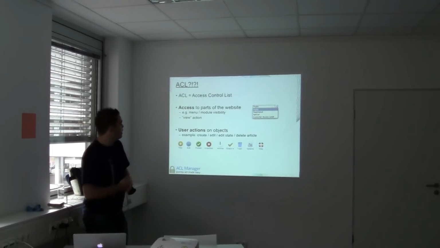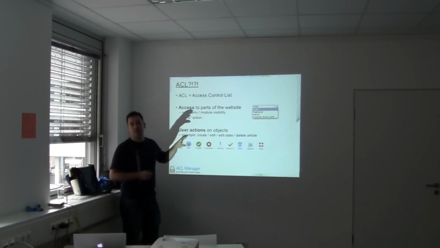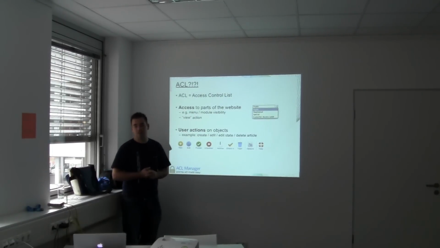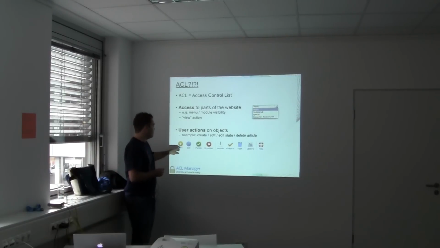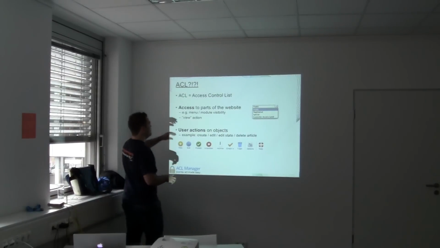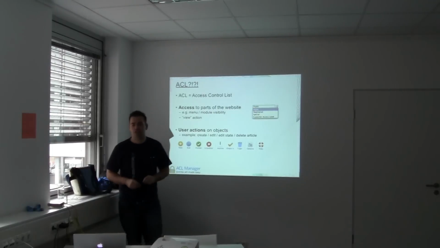The other part of ACL in Joomla, which is new and improved since 2.5, is the user actions on objects. Those objects can be anything, like components, categories, articles. That really depends on the extension, and I will explain it later on. And we have all kinds of actions like new, edit, publish. Those are the two main parts of Joomla ACL, but different. We will mainly focus on this one first.